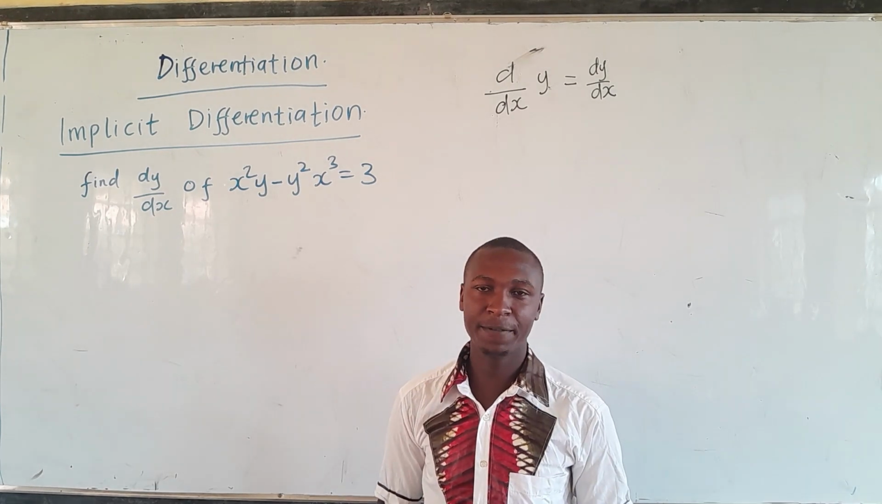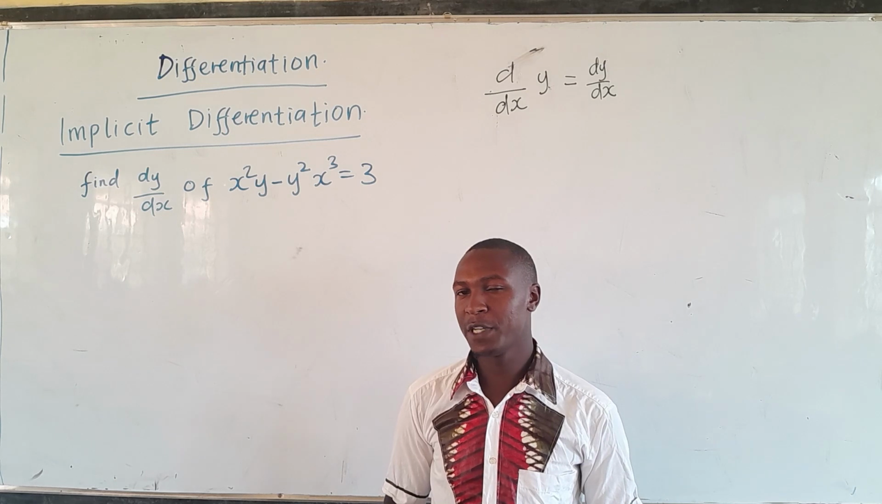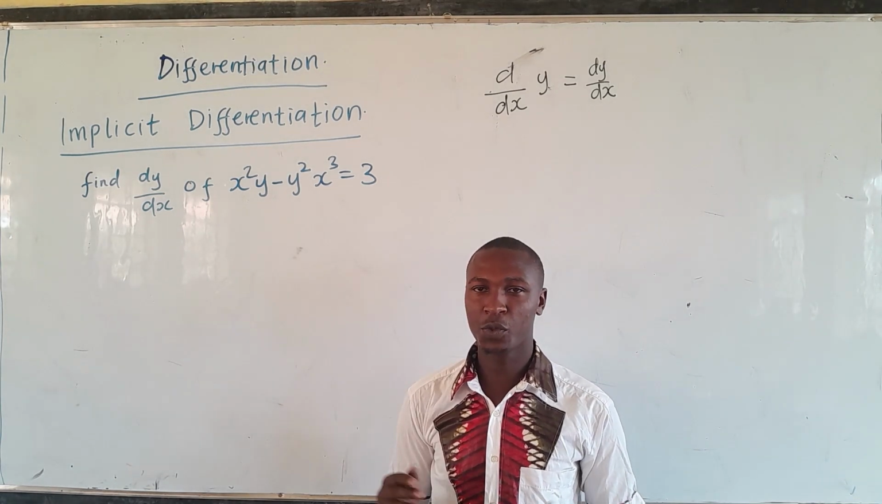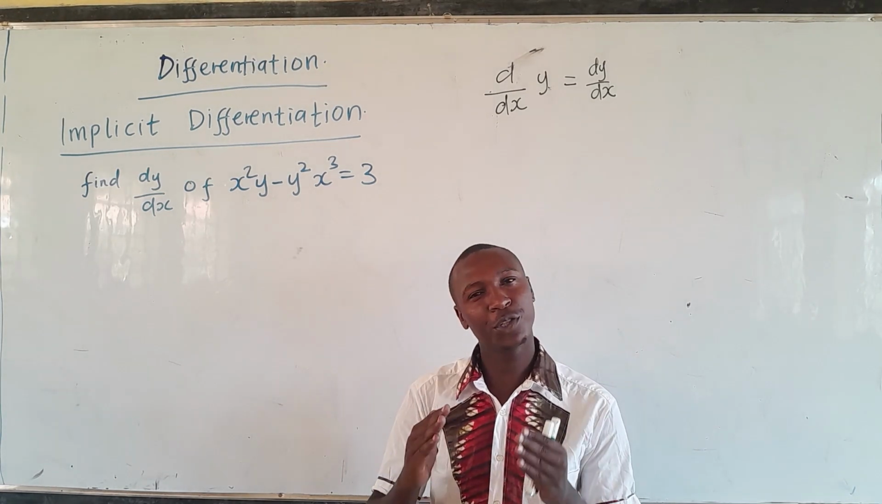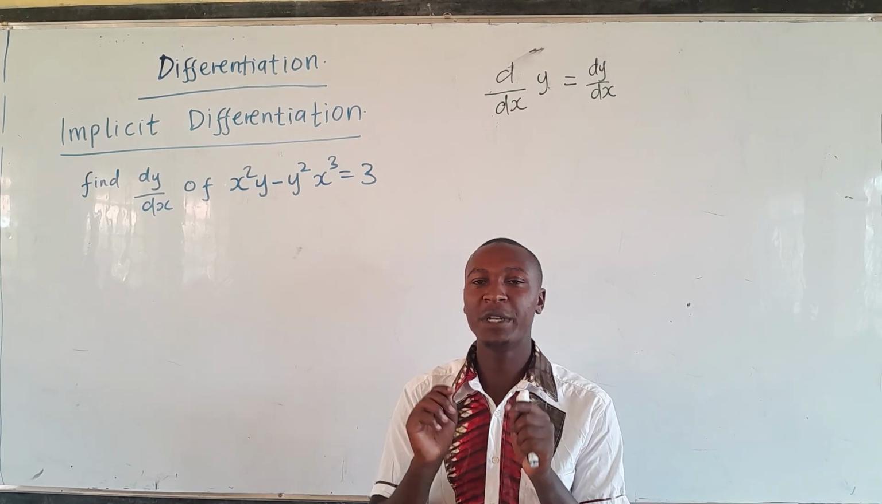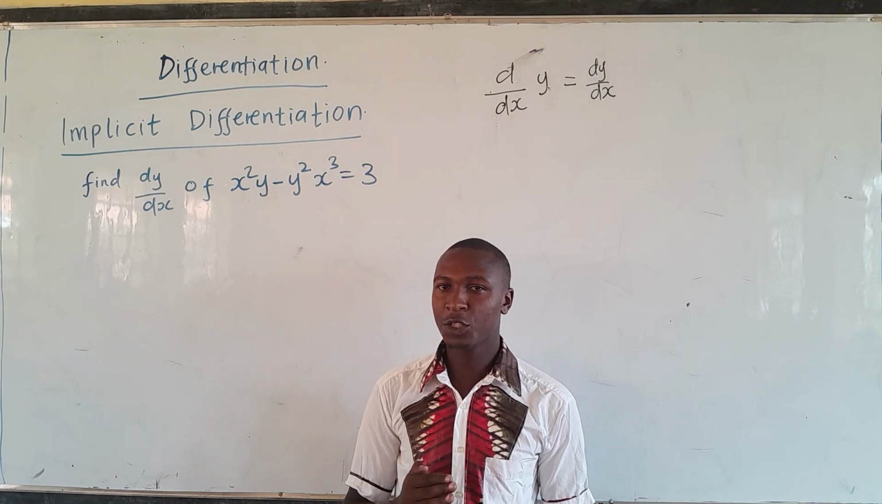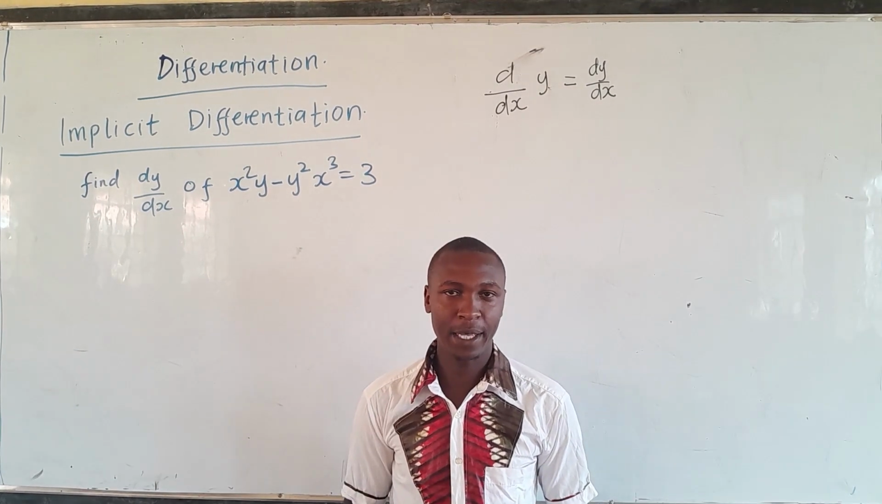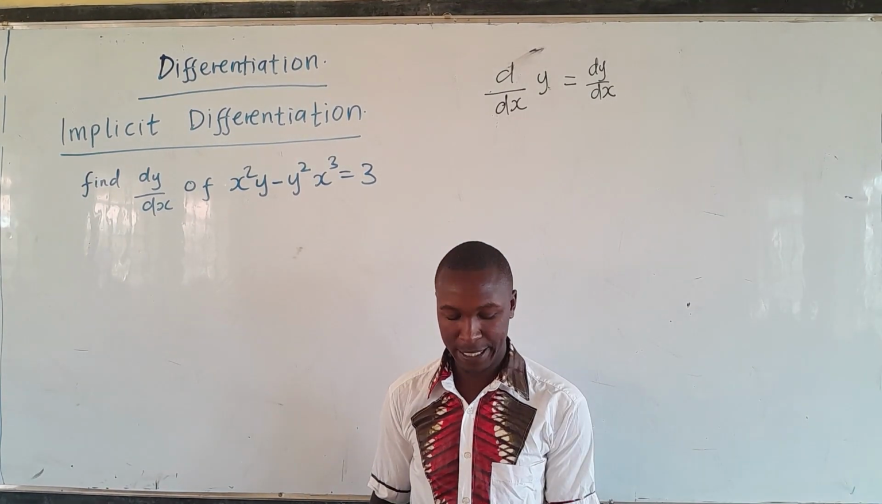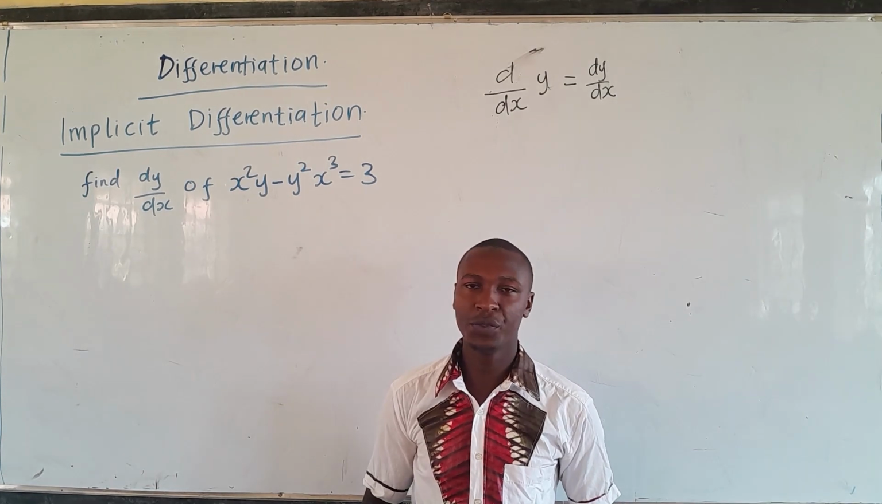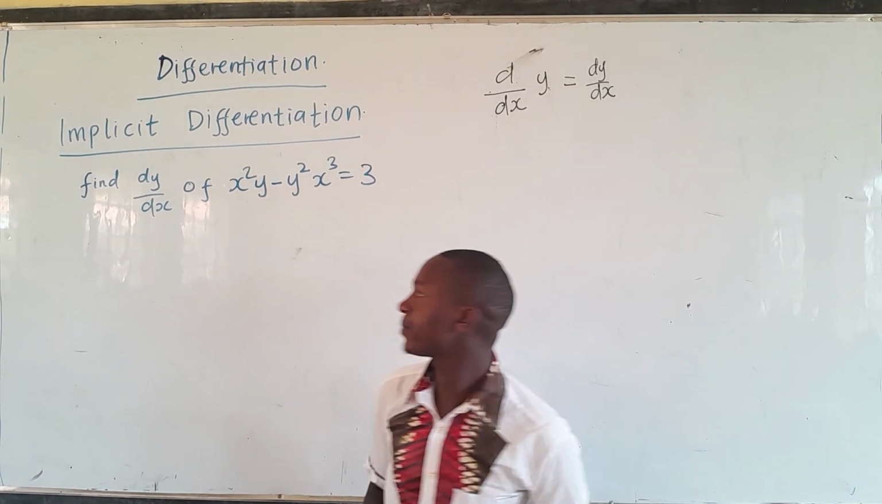In our previous video, we did an example which was very easy, and we also showed that that example could have been written in terms of y. But in this example, it cannot be written in terms of y, and therefore this is how we find its derivative using implicit differentiation.